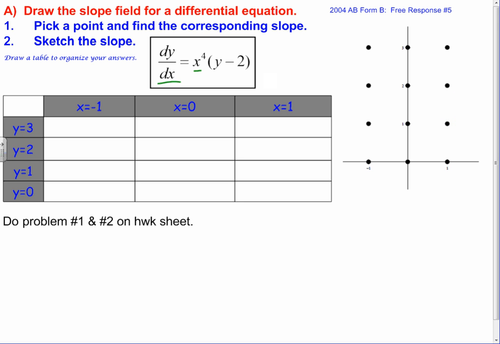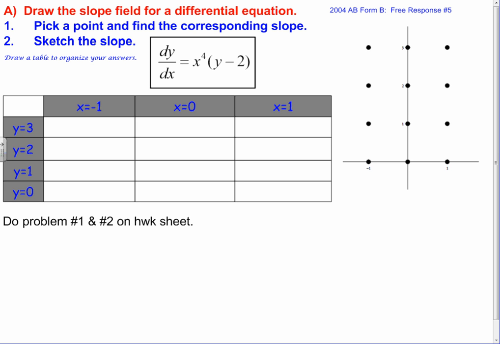Matter of fact, I have 12 dots here. On each of these dots, you're going to be expected to draw in what the slope is at that particular spot. Well, this differential equation will help us do that because this indicates what the slope is at any ordered pair. I need my x and my y to go in this equation. So what I need to do is analyze each and every point, and one way to do that is to look at a table to help you organize your thoughts.